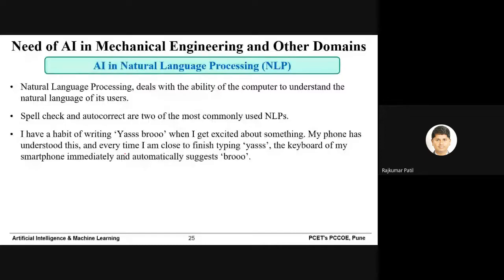Again, you might have heard about the Grammarly app, where you prepare your report and run Grammarly on that report, and it will tell you at what places you made grammatical mistakes, recommend corrections and how you can improve the grammar. So that is also an application of AI in natural language processing.